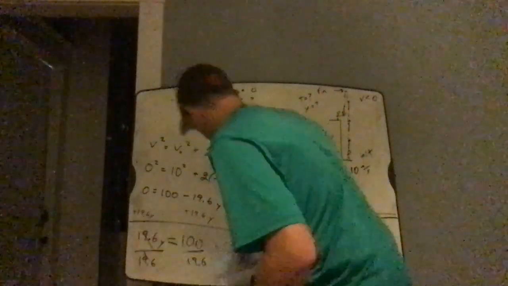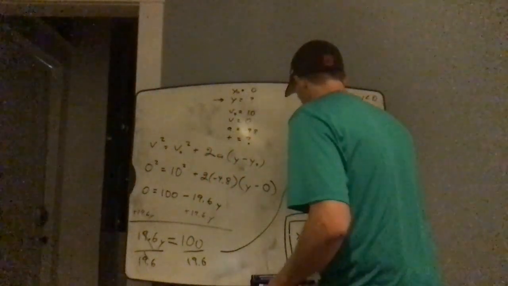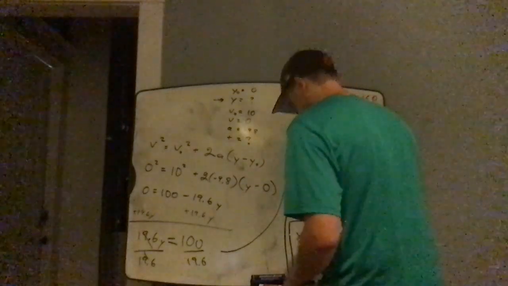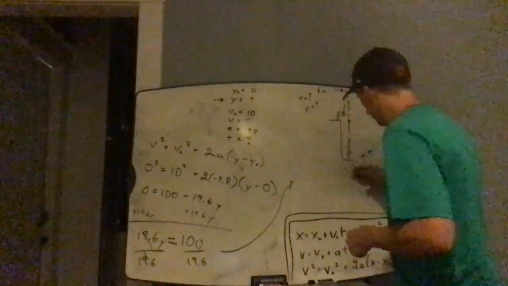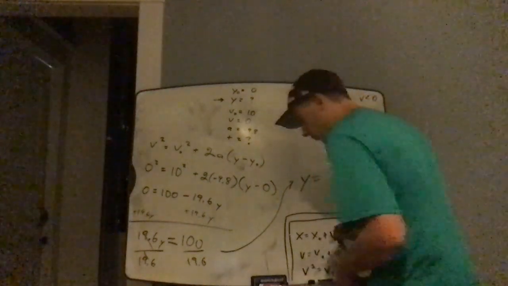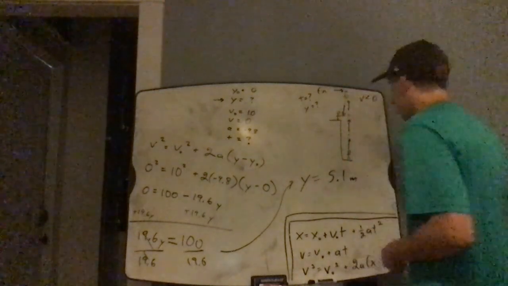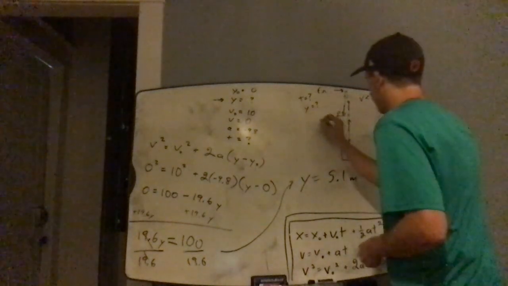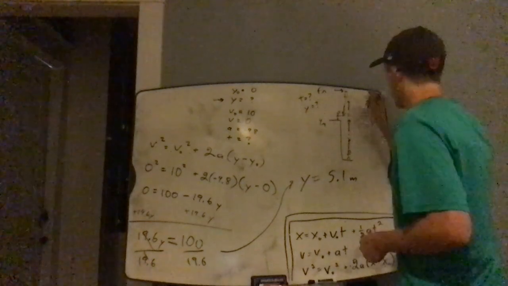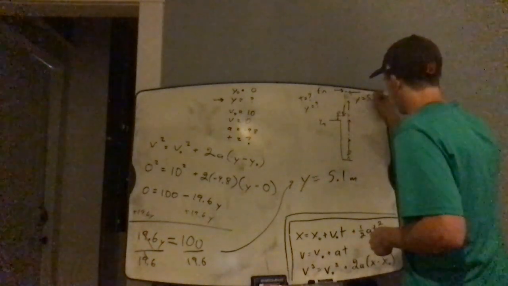I find the maximum height of the keys when they reach right up here is going to be y final equal to 5.1 meters. So this was a height of 4 meters, and the keys at this moment here are at a height of y equals 5.1 meters.